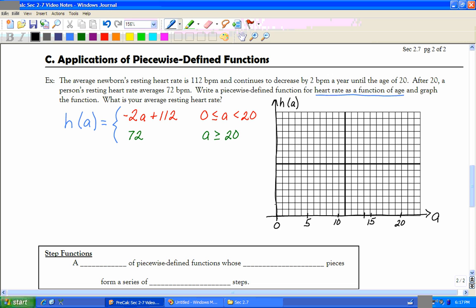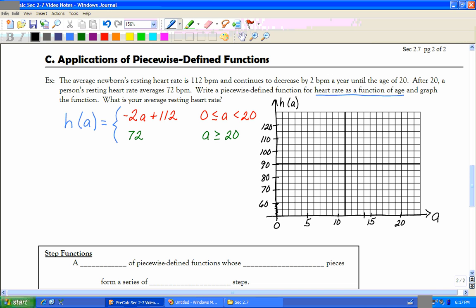Okay, and then we're going to put a gap here because really we don't have anything below 72. So I'm going to start this at 60, and then every 2 tick marks up I'm going to increase by 10. And we can stop at 120 because the highest heart rate we're going to have is that newborn heart rate of 112.